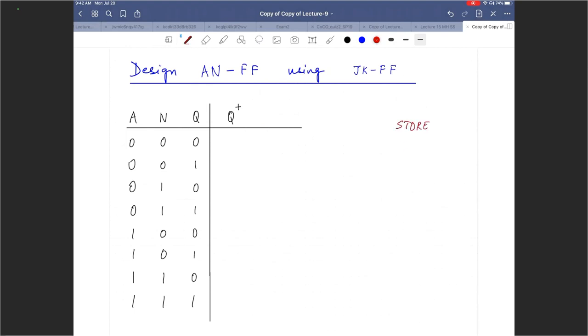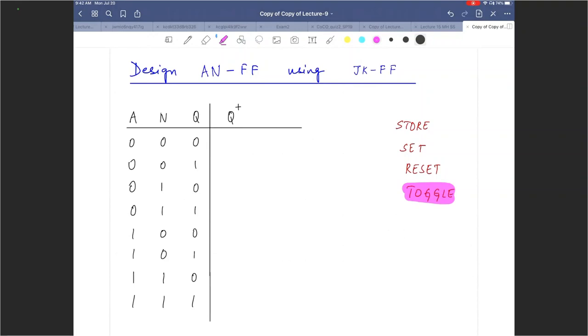So here are your options, Alan. You can be in the store state, set, reset, or toggle. Here are your four options. What would you like to do? Alan says toggle. I want things to toggle. So he has picked toggle when A and N are 0, 0.